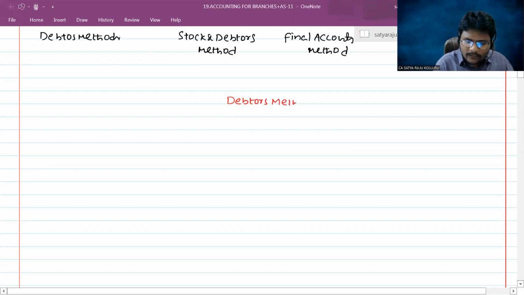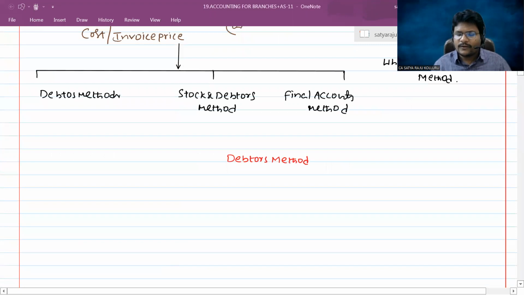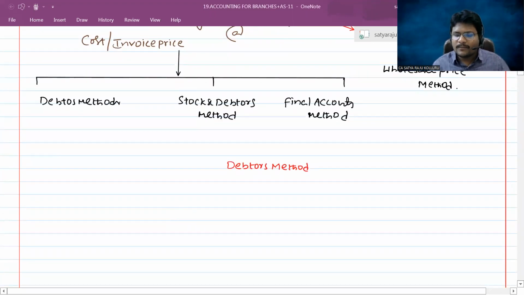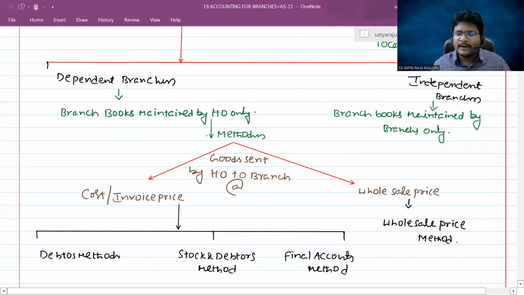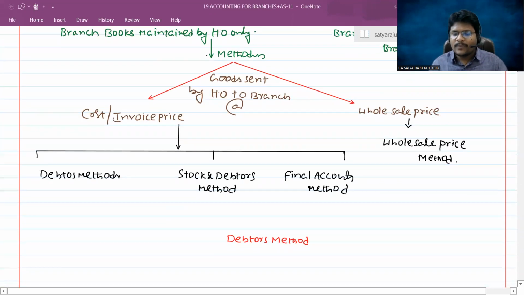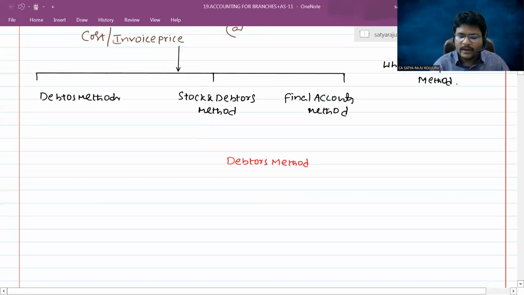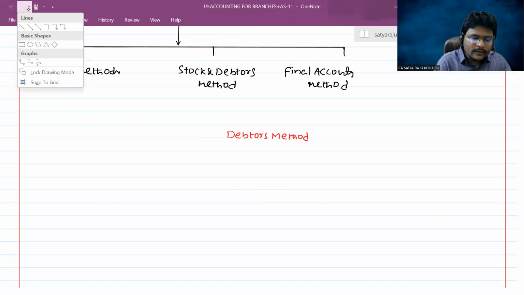You should remember one thing first. Whatever method I'm explaining, whether it is debtors, stock and debtors, final accounts method, or wholesale price method, all these methods are applicable to which type of branches? Dependent branches. In case of dependent branches, branch accounts are maintained by whom? Head office itself. Okay.